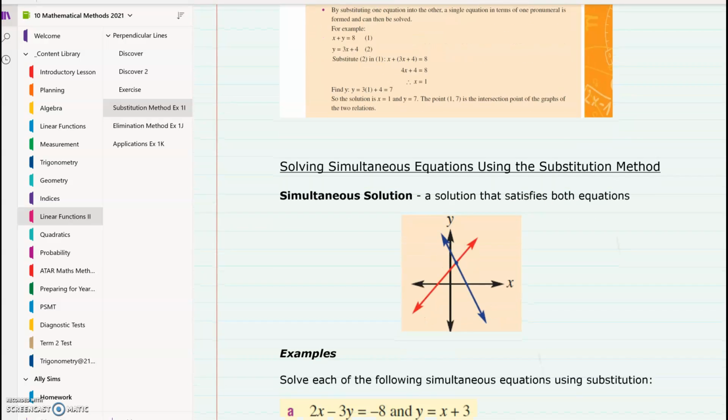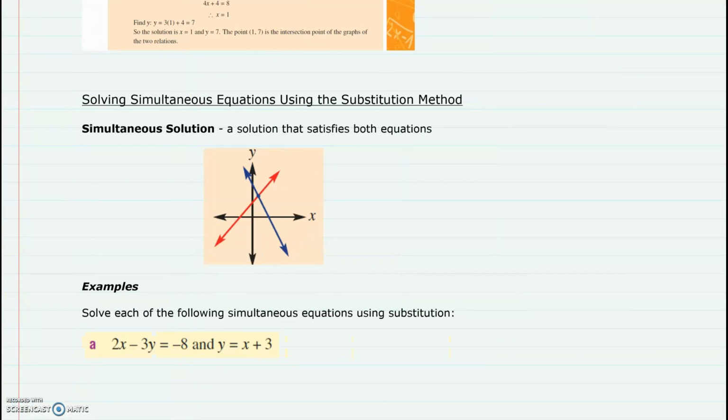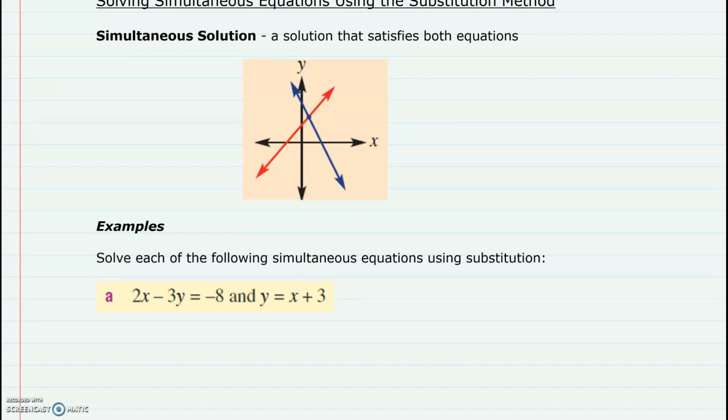Coming down here, I have these notes. In your summary book, it'd be really good if you could put the heading, solving simultaneous equations using the substitution method. I've just briefly told you what a simultaneous solution is. It's a solution that satisfies both equations. On this little diagram, it's this point here. Sometimes it's written as an ordered pair, the xy combination.